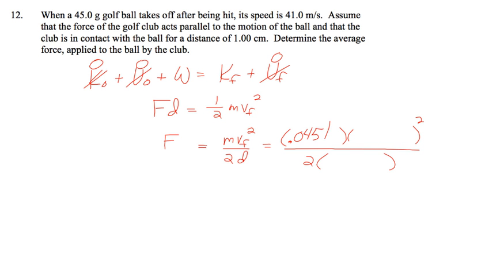So this number is going to be 0.045 kilograms. The velocity is 41 meters per second. I also have to convert the D, because the D in the problem is given as 1 centimeter. The golf ball is only in contact with the club over a 1 centimeter distance. So that has to be in meters. A centimeter is smaller than a meter, so I need to make this number smaller by going 2 to the left, because there are 100 centimeters in 1 meter. So if I go 2 to the left, the bottom is going to be 0.01 meters.